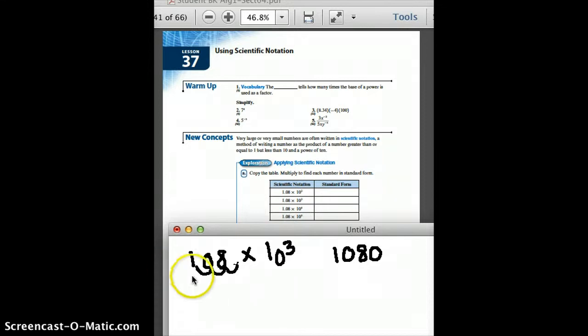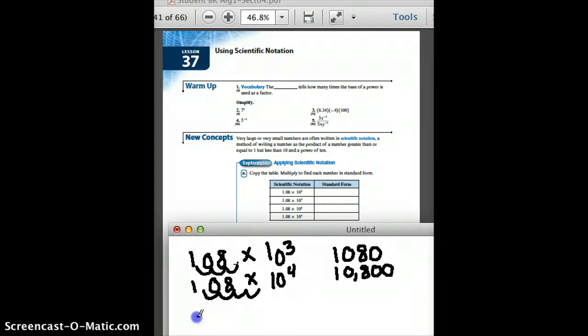All right, let's do the next one. Okay. All right, we have 1.08 times 10 to the fourth power. All right, last time we moved it 3 spaces. Well, how many spaces do you think we're going to move it this time? 4. That's exactly right. 1, 2, 3, 4. Okay, that becomes, put zeros in right there for the ones that are empty, 10,800.